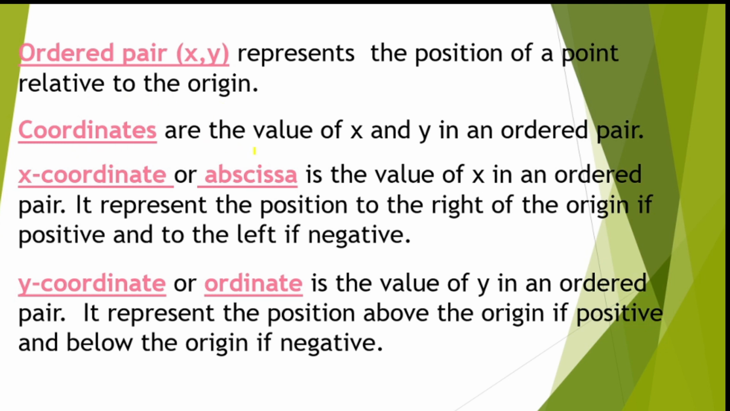Coordinates are the values of x and y in an ordered pair. The x-coordinate or the abscissa is the value of x in an ordered pair. It represents the position to the right of the origin if positive, and to the left if negative. The y-coordinate or ordinate is the value of y in an ordered pair. It represents the position above the origin if positive, and below the origin if negative.